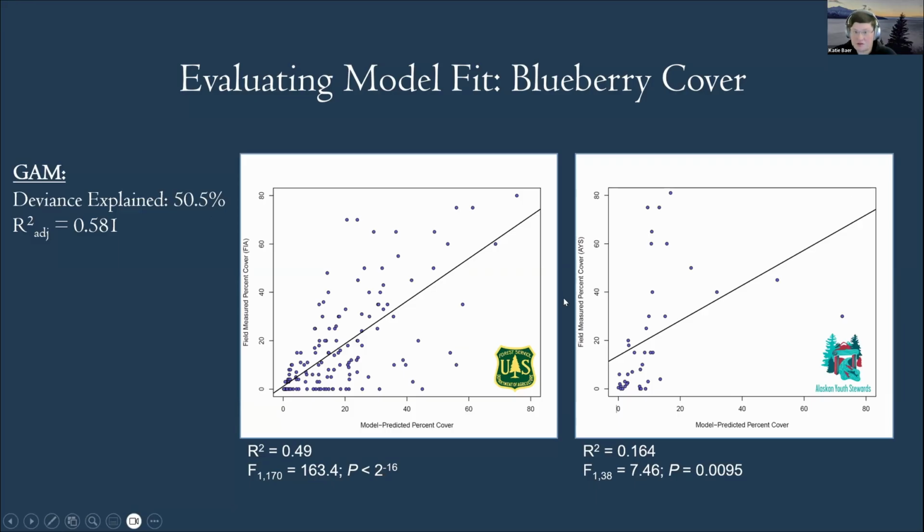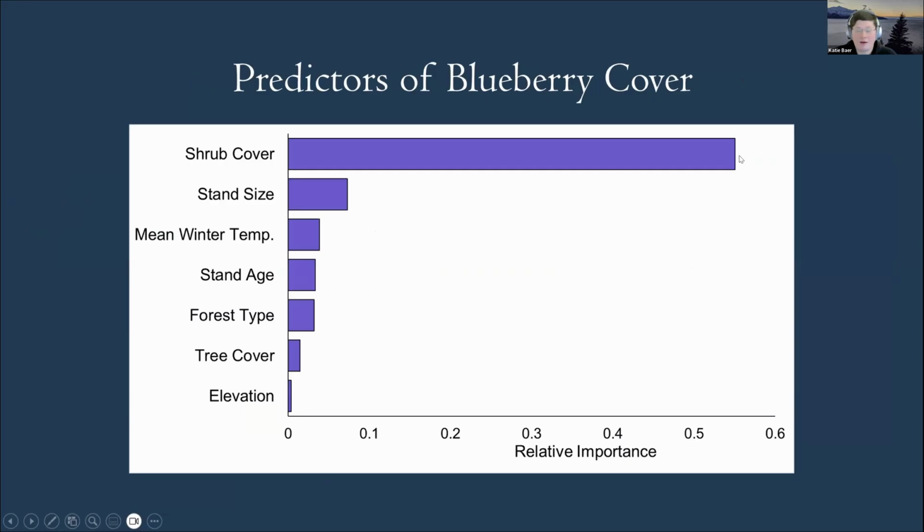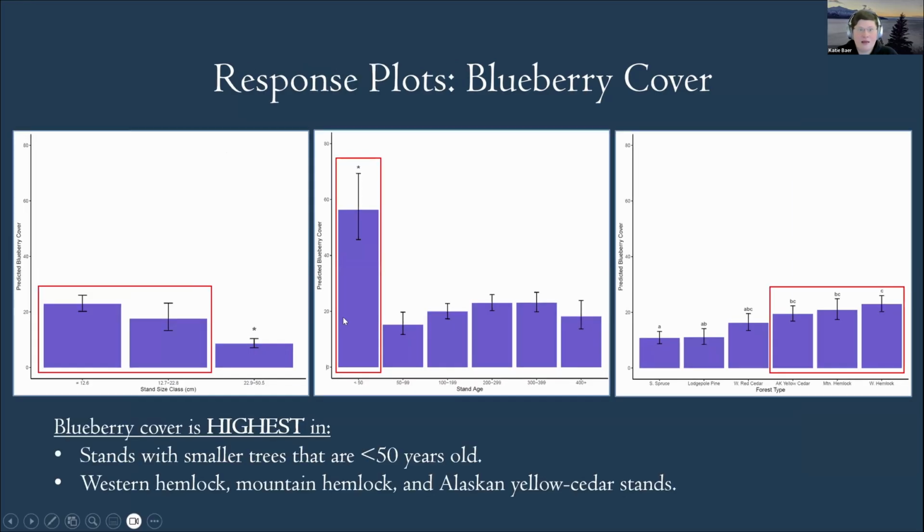When we look at the predictors that were retained in the final model, shrub cover comes out as being far and away the most important, but this isn't super informative because blueberry is the most common understory shrub in the Tongass National Forest. So of course, that's going to be an important predictor for cover of blueberry. But if we look at the other stand level predictors, stand size, age, and forest type shook out as being pretty important. And if we look at these response plots here, blueberry cover tended to be highest in stands with smaller trees that are less than 50 years old, and in hemlock and yellow cedar stands.